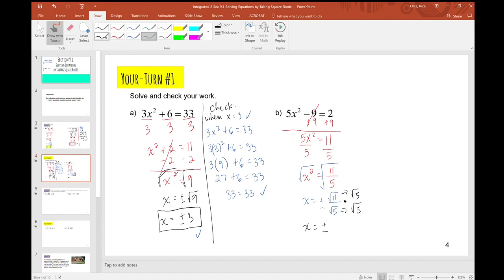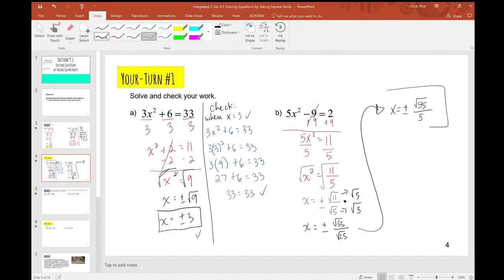So x equals plus or minus the square root of 11 times the square root of 5, which is the square root of 55. And the square root of 5 times the square root of 5 is the square root of 25. So we have the square root of 55 divided by the square root of 25, which is just 5.